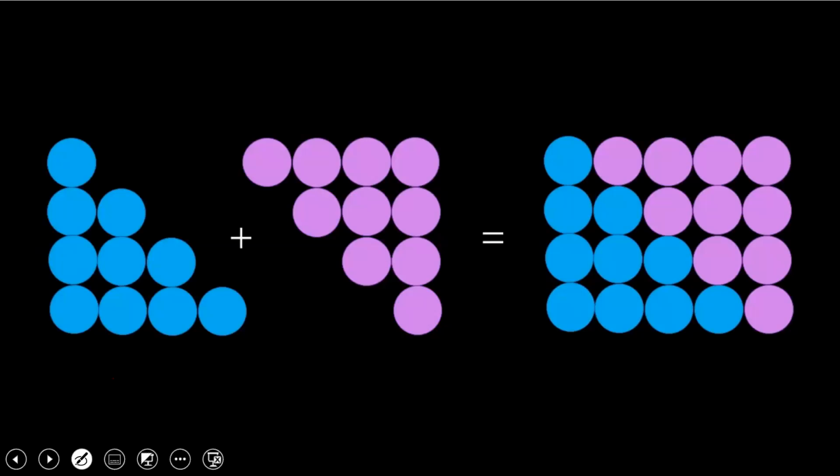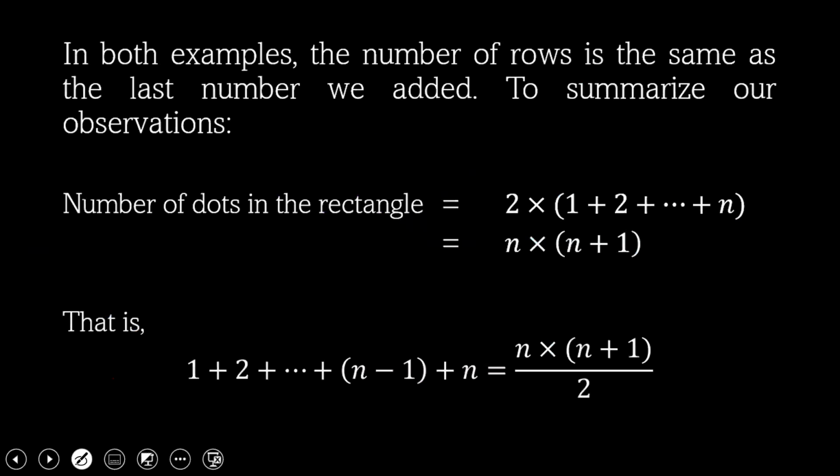Okay, this is just a bigger presentation of the visual. It wouldn't fit on the last slide. So we can think of this in this way too. We just separate them in half, figure out each half, and then if we mush them together and figure out how to calculate one half, then we can calculate both. So, okay, in both of those examples, the number of rows is the same as the last number we added. Okay, so the number of dots in the rectangle is 2 times however many we had up to.